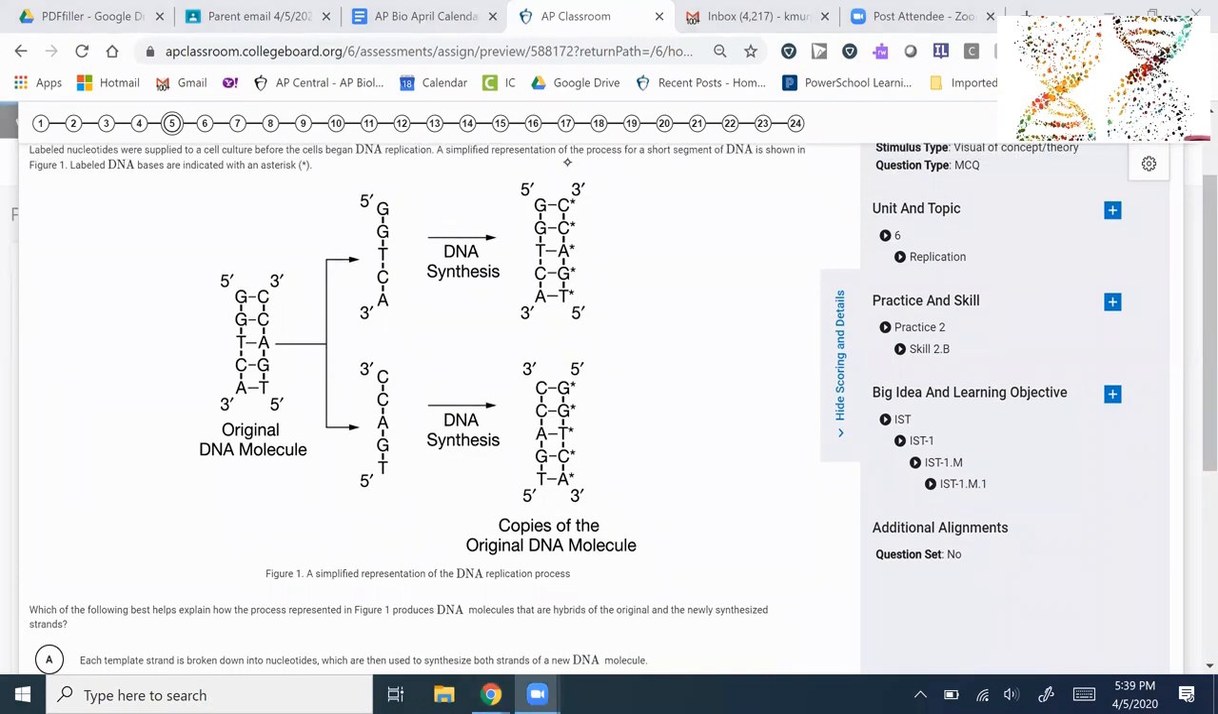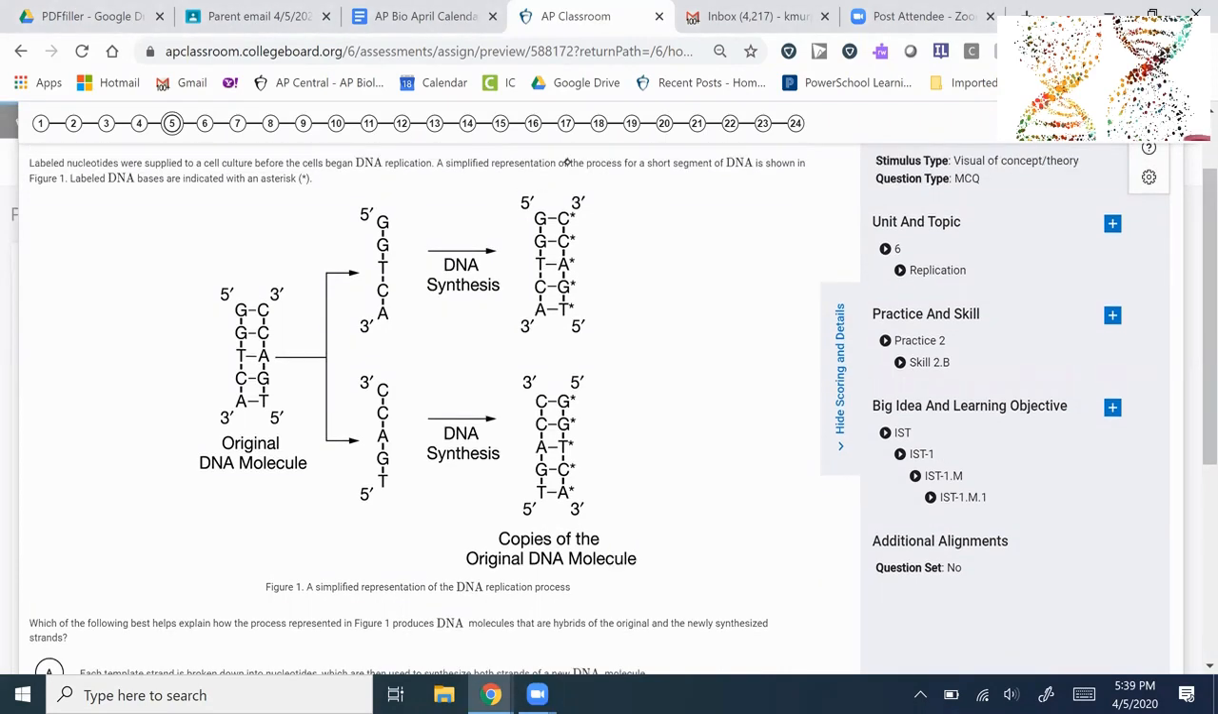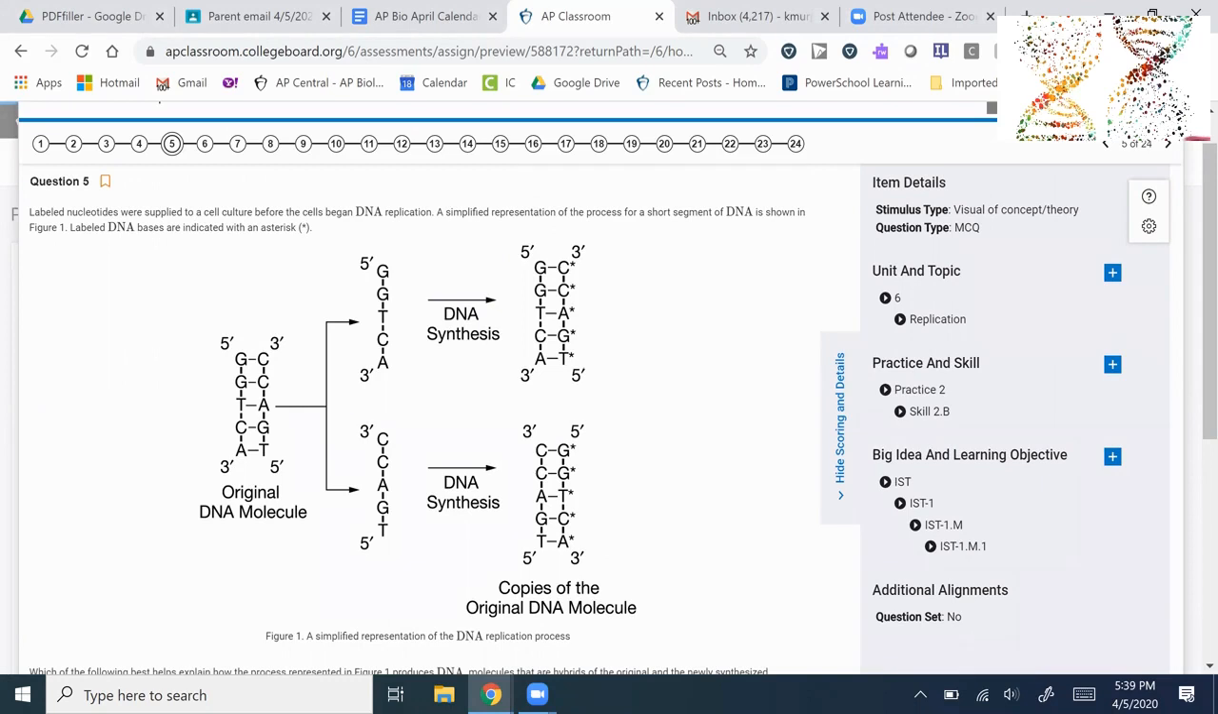Spotlight does not work. Oh, right here. These asterisks, I don't know if you can see my mouse, but they're right here. You can draw and circle them. All right, there's your labeled DNA bases. All right, so showing you the new ones that are coming in.